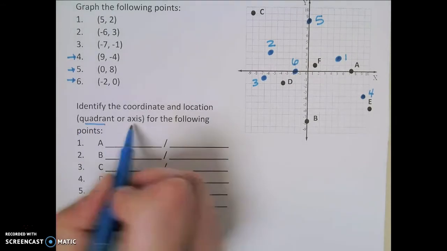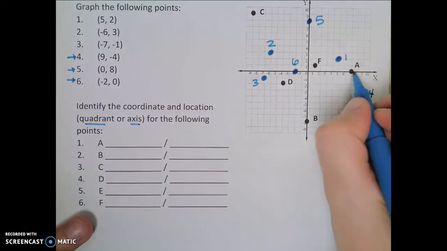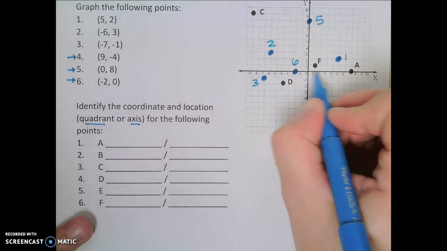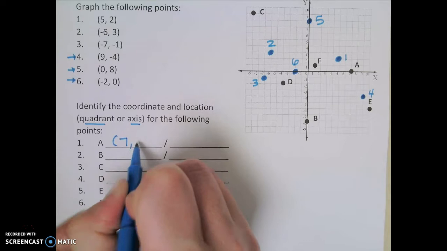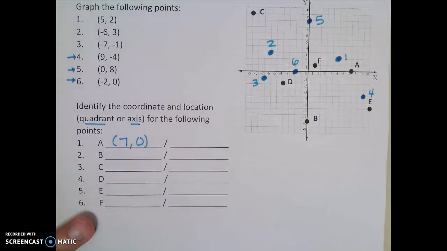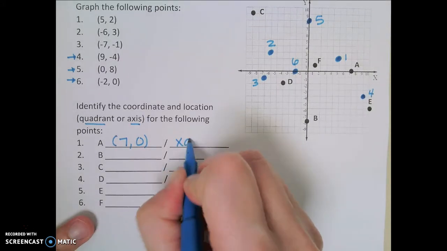Now for the bottom part down here, we are going to identify the coordinate and the location, which is either a quadrant or an axis. So for point A, I have to go over 7, and then I don't go up or down. So that means my coordinate is (7, 0) in parentheses. This is not in a quadrant, but it's on the x-axis. So that's what I would write next.